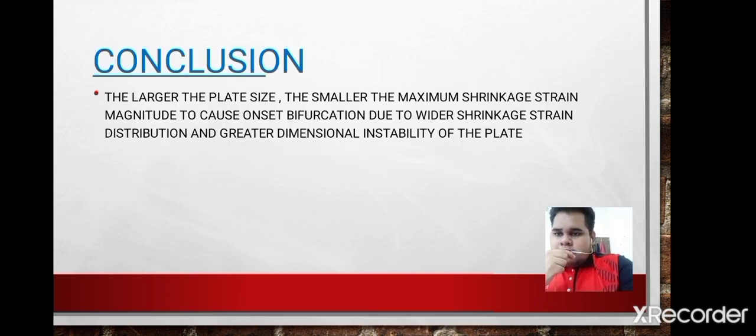For the conclusion, the larger the plate size, the smaller the maximum shrinkage strength magnitude to cause onset bifurcation, due to wider shrinkage strength distribution and greater dimensional instability of the plate.